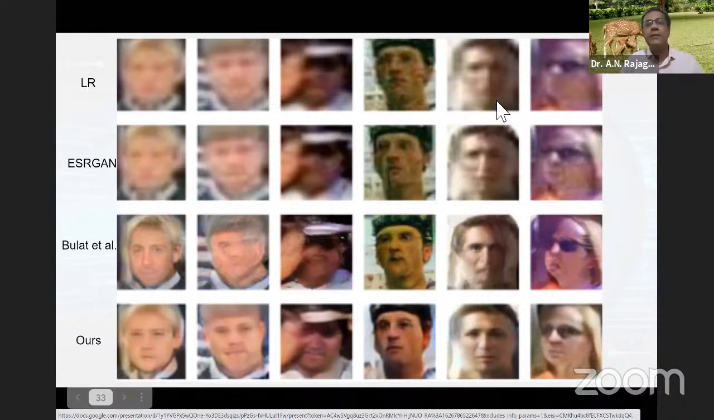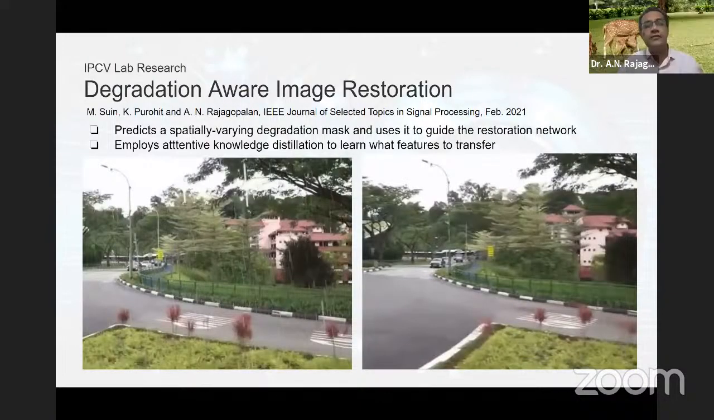This is a recent paper in a special issue of JSTSP in February 2021. Here, this is about a deraining problem. And this is not just for deraining; it can even be applied for raindrops, or anything that is spatially varying. If you had a degradation that was spatially varying.